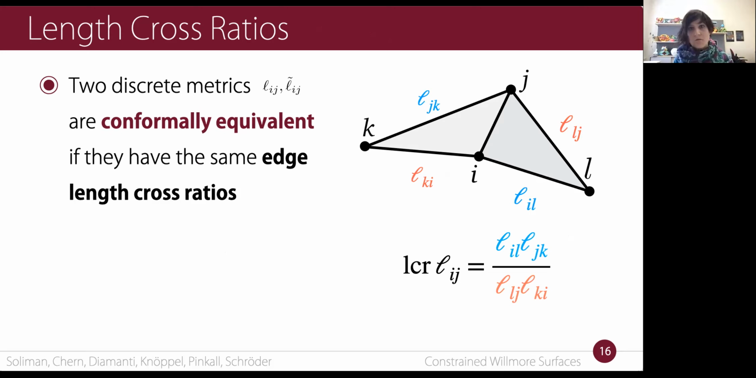So on the top, we have the lengths of the opposite edges, IL and JK, the cross ones. And then at the bottom, we have the other two cross ones, LJ and KI. So this is called the edge length cross ratio. And the set of all edge length cross ratios completely characterizes the conformal class. So if we keep the length cross ratios the same, then we are staying within the same conformal class.